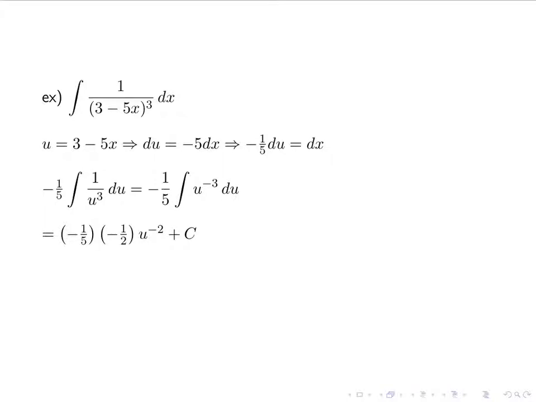And then I have the negative 1/5. My new power is negative 2. Divide by it, so multiply by negative 1 over 2. Clean it up. I have a double negative, so that becomes positive 1/10. (3 minus 5x) to the negative 2 plus a constant.